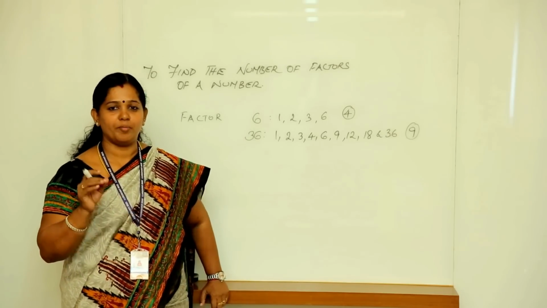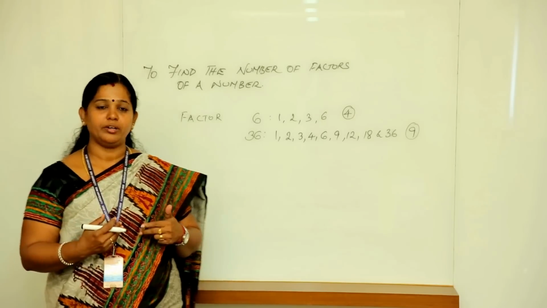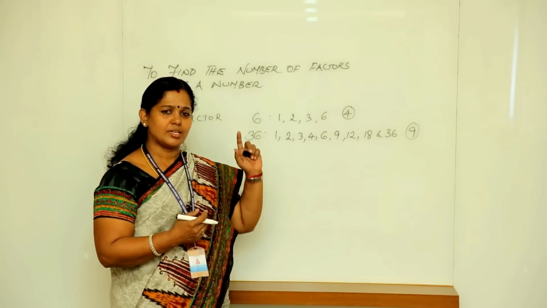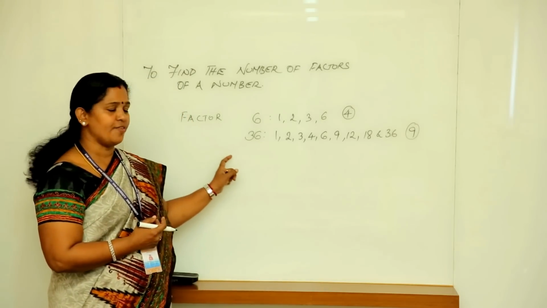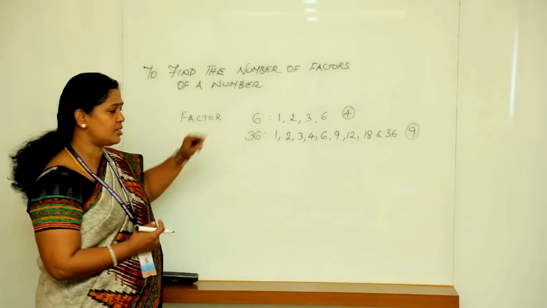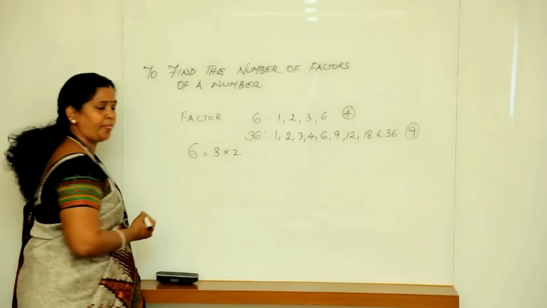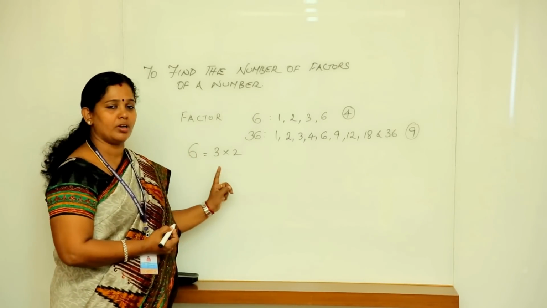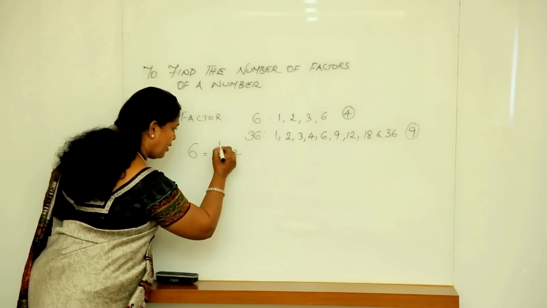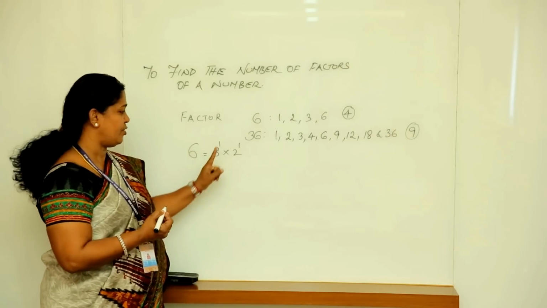We are preparing for competitive examinations where getting to our answer quickly is very important. So, we are going to avoid listing out all the factors. There is a simple shortcut method to find the number of factors of such numbers. Let us start with 6. 6 can be written as 3 into 2. The prime factors of 6 are 3 and 2. 1 three and 1 two combine to give you a 6. So, 6 is equal to 3 into 2.